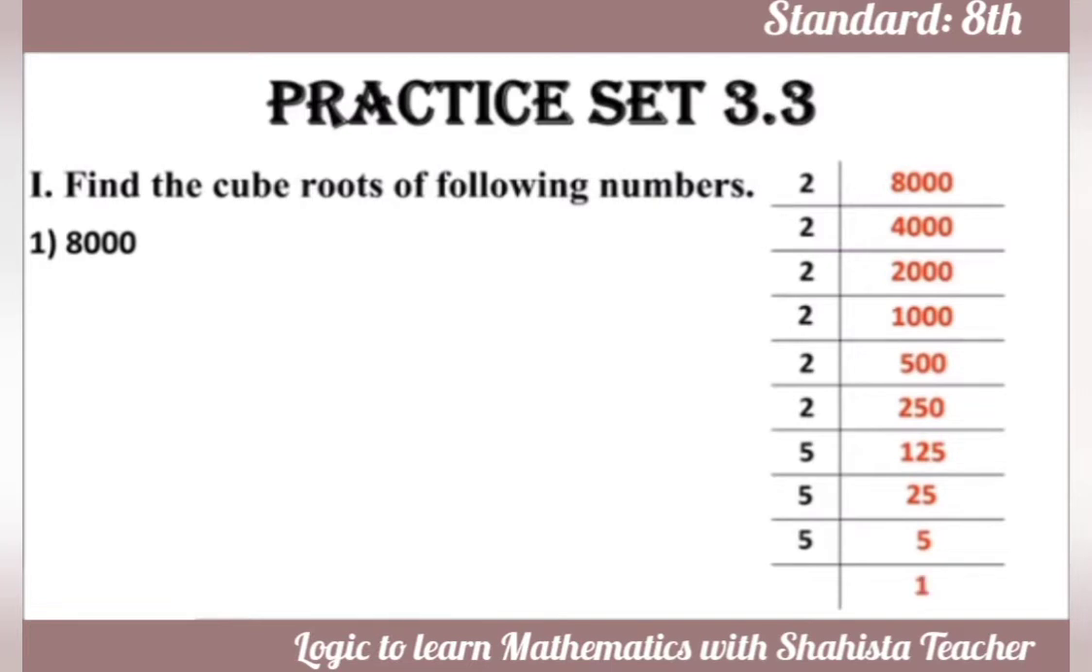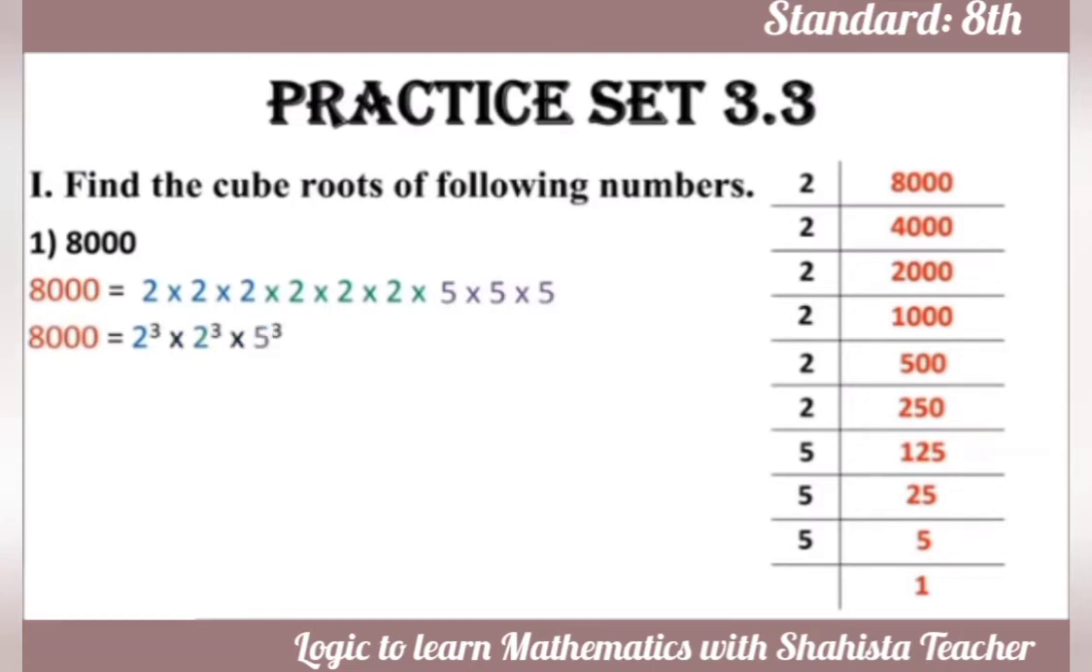Now see all these factors: 2 into 2 into 2 into 2 into 2 into 2, and 5 into 5 into 5. There are a total of six 2s and three 5s. Here we take the groups of common factors. The blue color indicates a group of three 2s, the green color another group of three 2s, and the purple color the three 5s. So 8000 is equal to 2 cube multiplied by 2 cube multiplied by 5 cube.